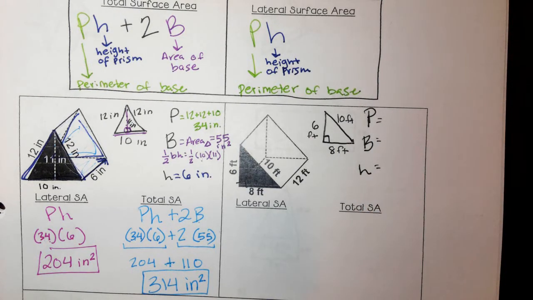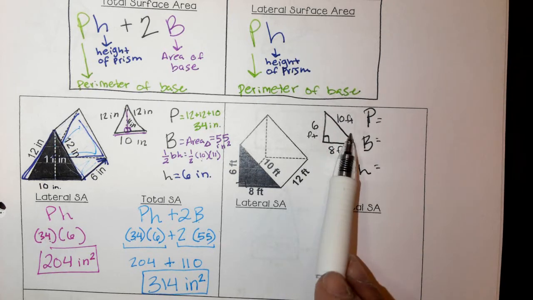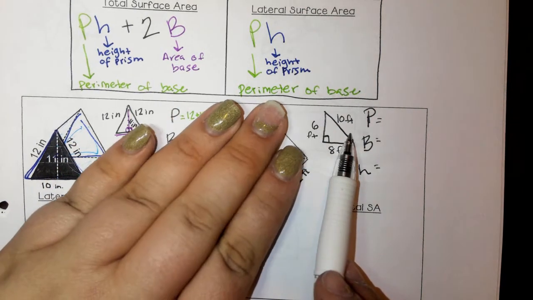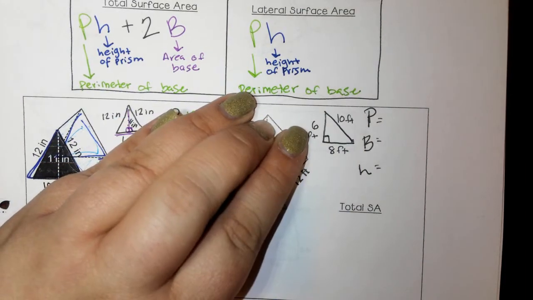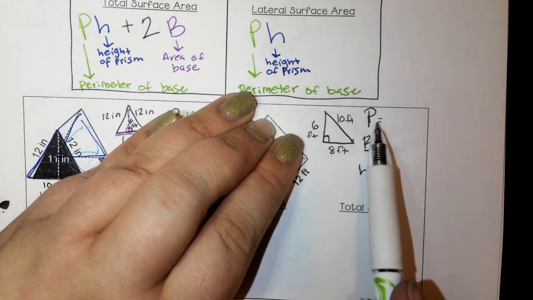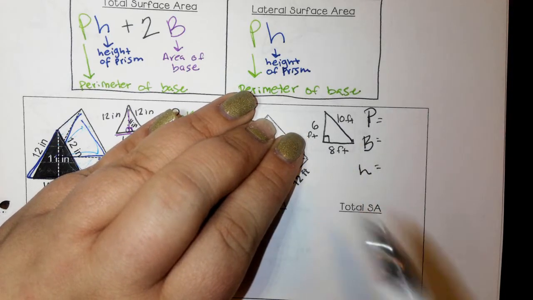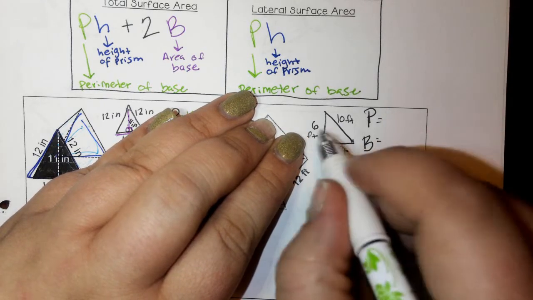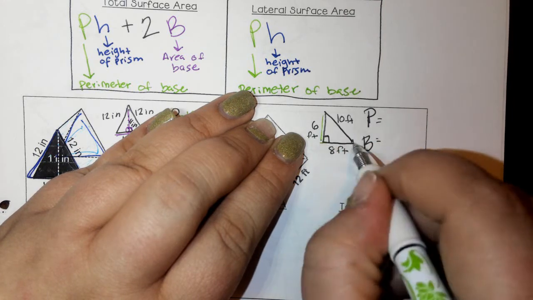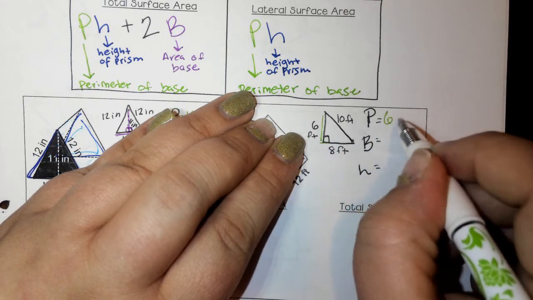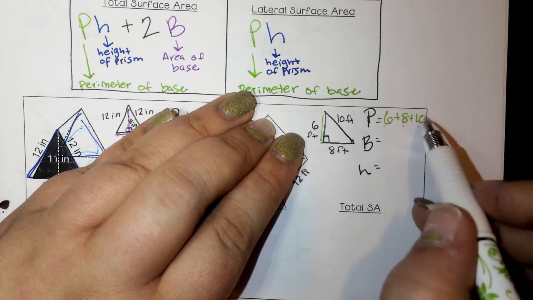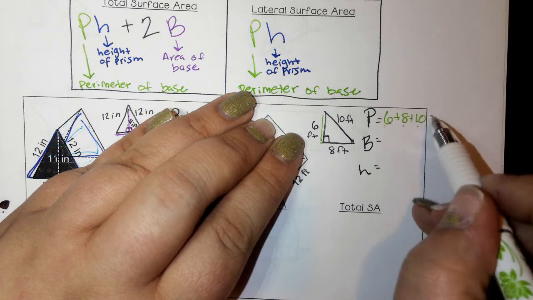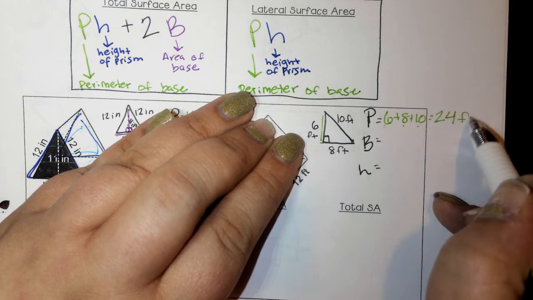To find capital P and capital B, we need to look at the base, the 2D shape that we redrew, not the prism, the 3D shape that we've got. So I'm covering up the 3D triangular prism, and I want to find the perimeter and the area of this triangle. To find the perimeter of a triangle, you just add all of the sides. 6 plus 8 plus 10 is 18, 24. 24 feet.